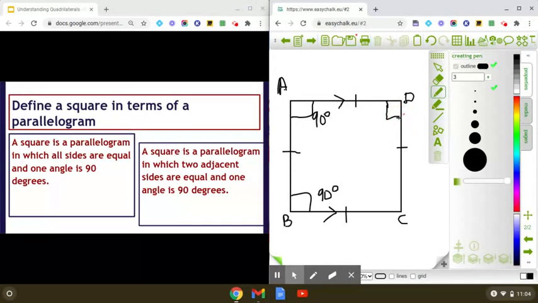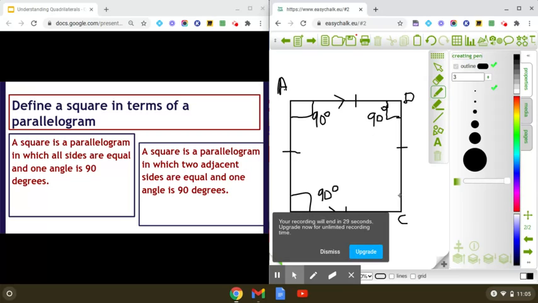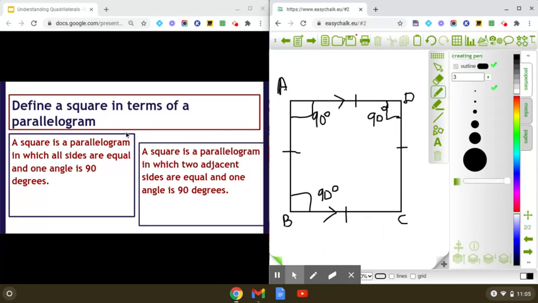Now, what is another way of defining it? If I say it is a parallelogram in which two adjacent sides are equal and one angle is 90 degrees. You see, if I say BC is equal to CD, right? So if BC is equal to CD, we know that ABCD is a parallelogram. So BC will be equal to AD because opposite sides of a parallelogram are equal, and CD is equal to AB. So that will suffice the need of a quadrilateral to be a square, that all four sides are equal. So these are the different ways of defining a square in terms of a parallelogram. I hope it is clear to you.